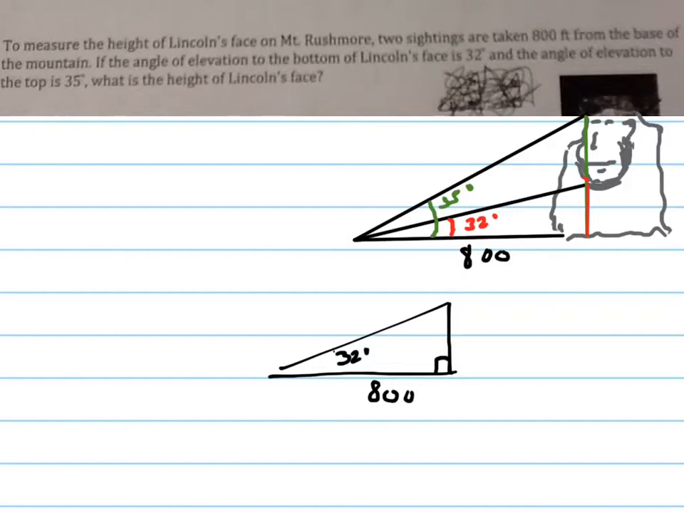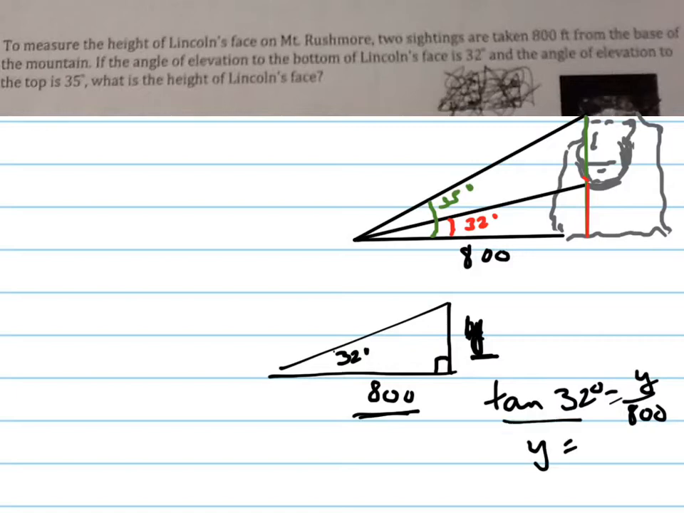If I want this distance over here, which is called the opposite, I'll call it x. Actually, I should call it y because it's a vertical distance. I need to use the tangent to find that because I have the adjacent and I need the opposite. So the tangent of 32 degrees equals y over 800. When I solve for y, plug that into your calculator, it rounds close to 500. So the distance y, the red distance over here, is 500.